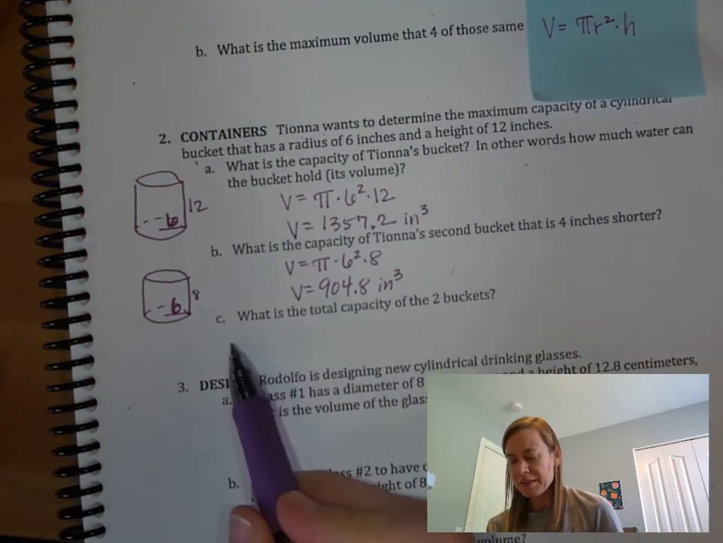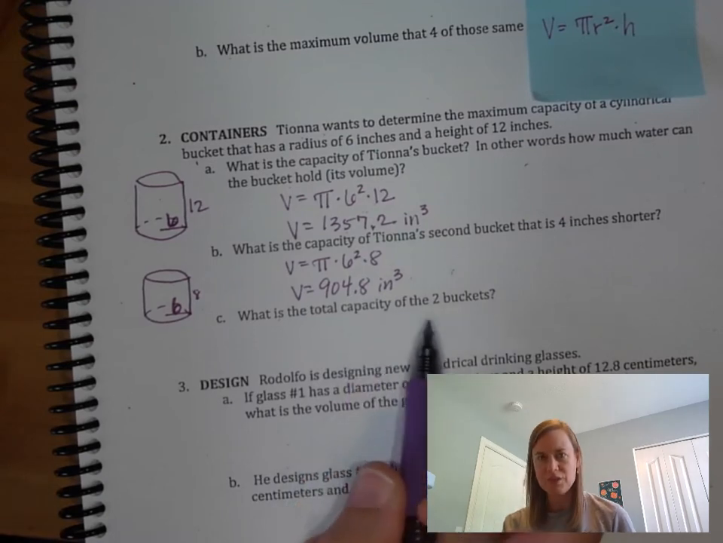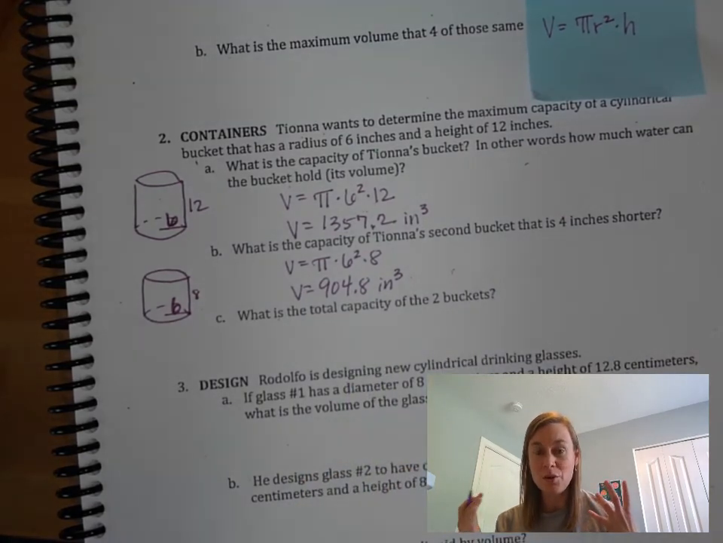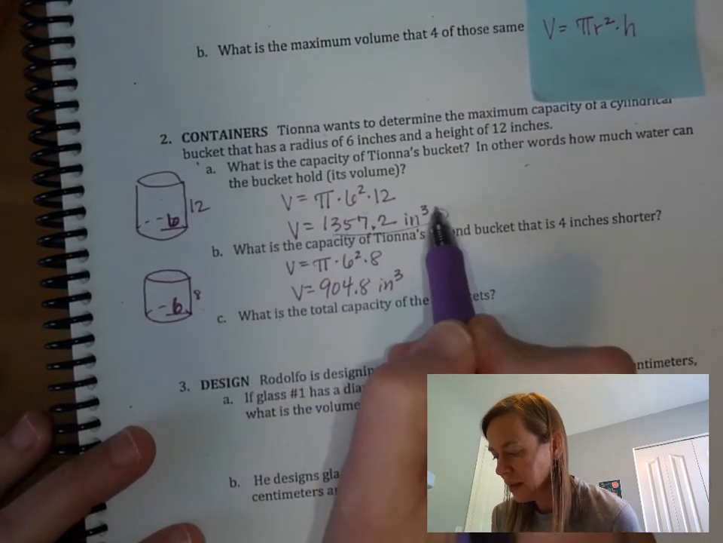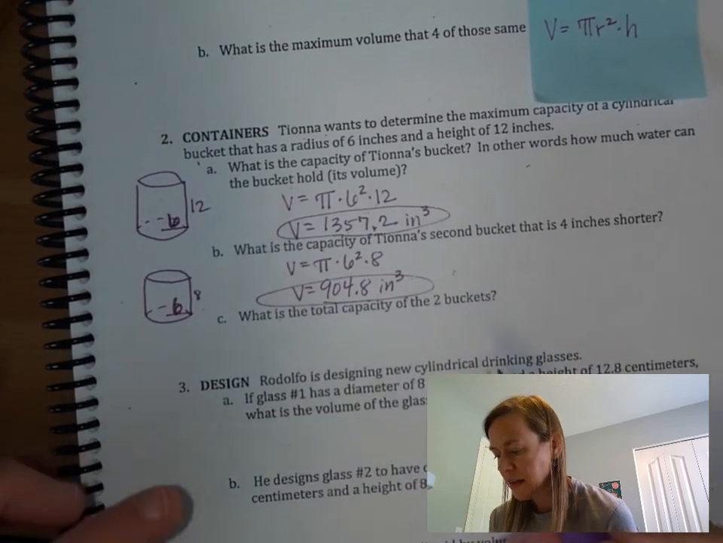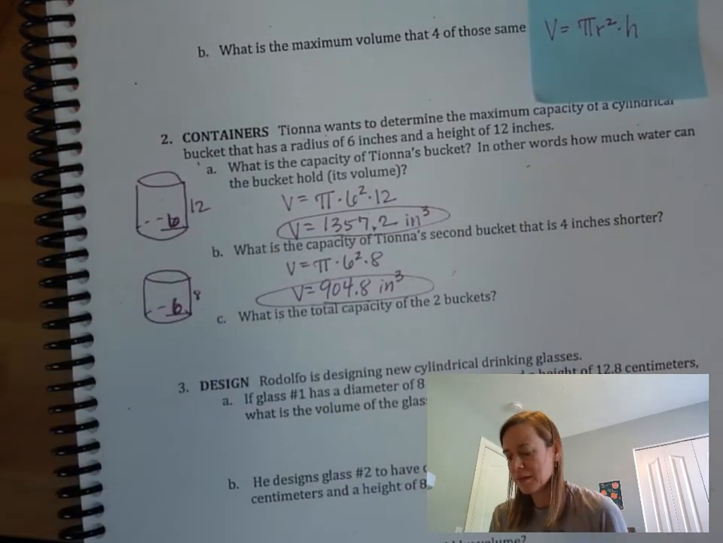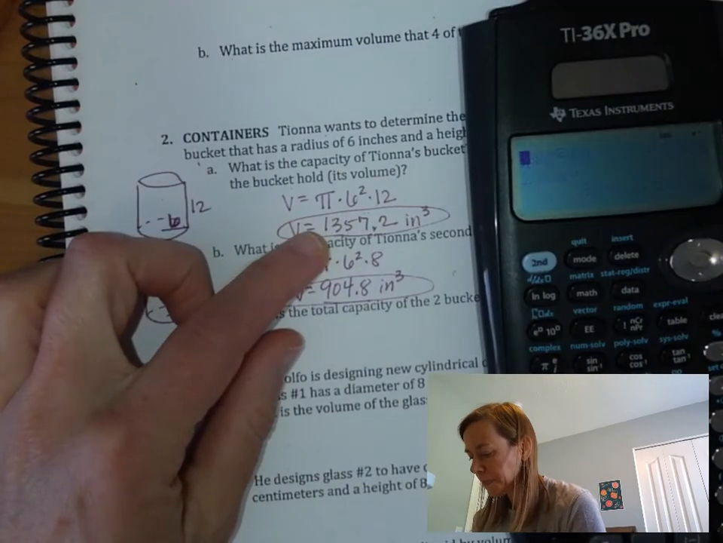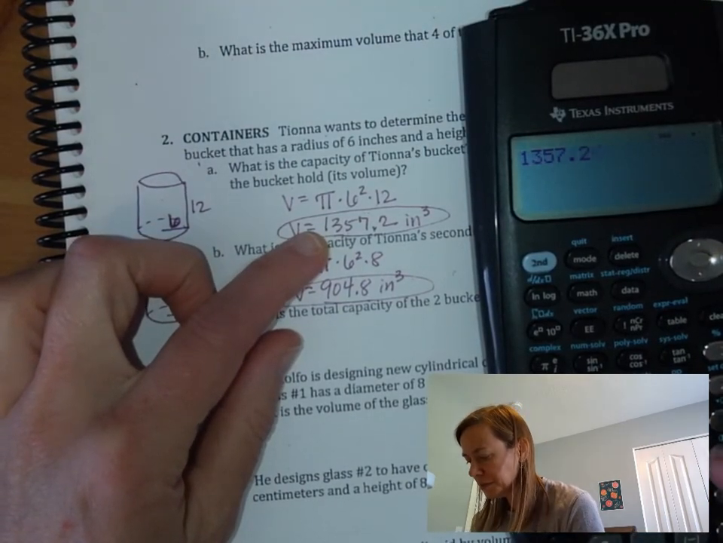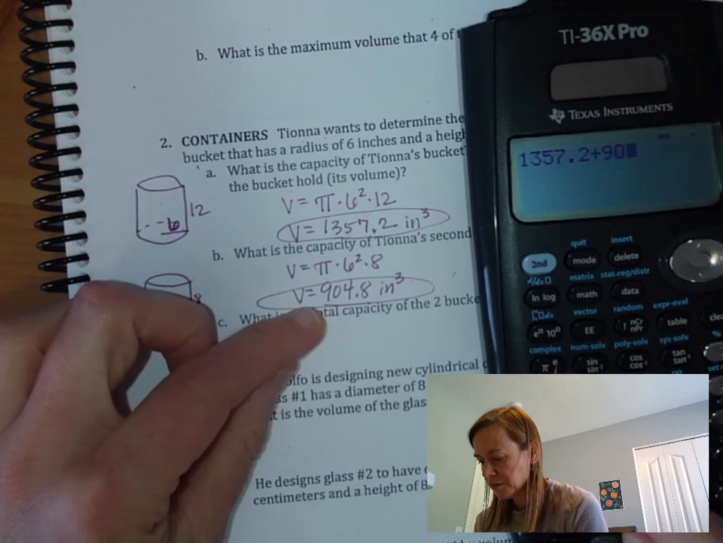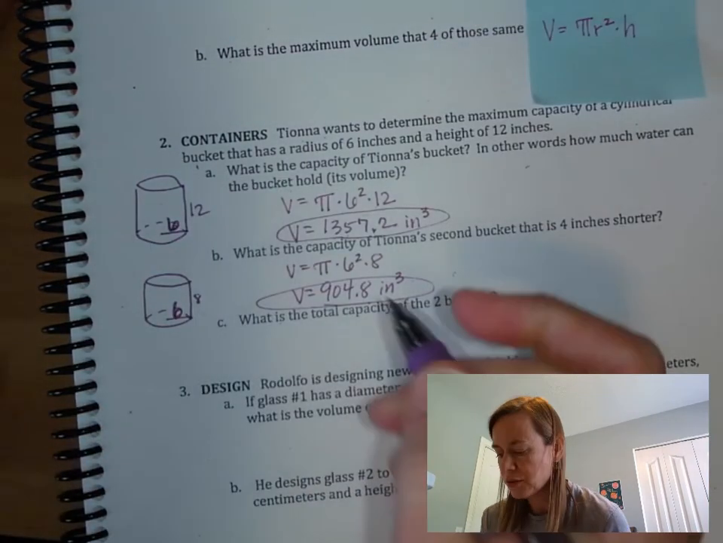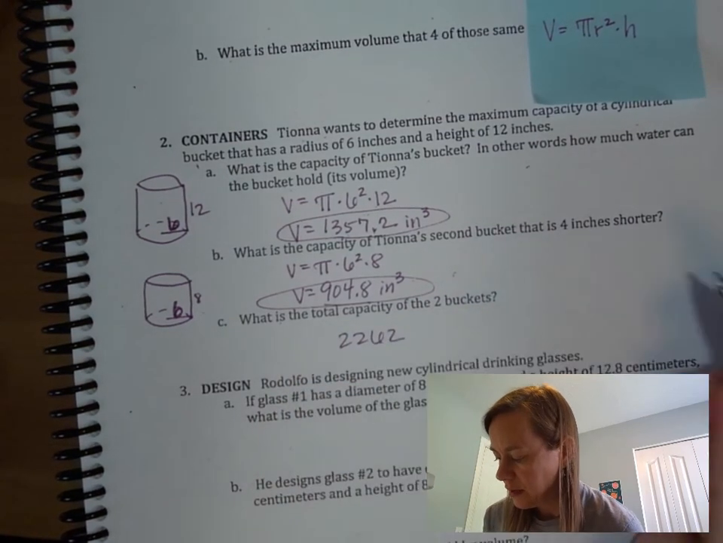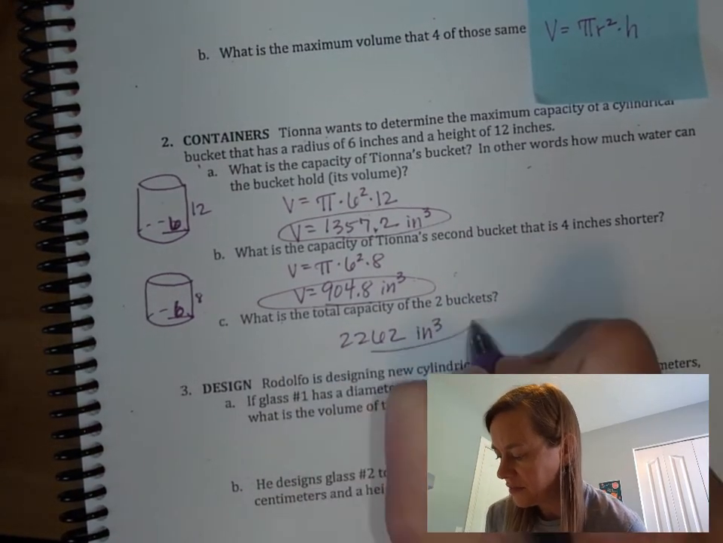Alrighty. Part C, what is the total capacity of the 2 buckets? So when it asks us about the total capacity, that's like how much can they hold in total when they're all the way full. So basically all we need to do for this question is add up this answer, and then we'll have the answer to this. We're just going to add them together. So let's do it. 1357.2 plus 904.8. What does that give us? 2,262 inches cubed. And that's all you have to do.